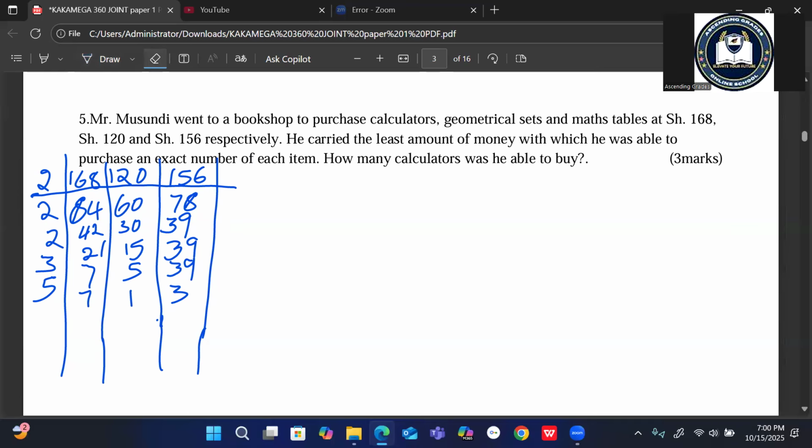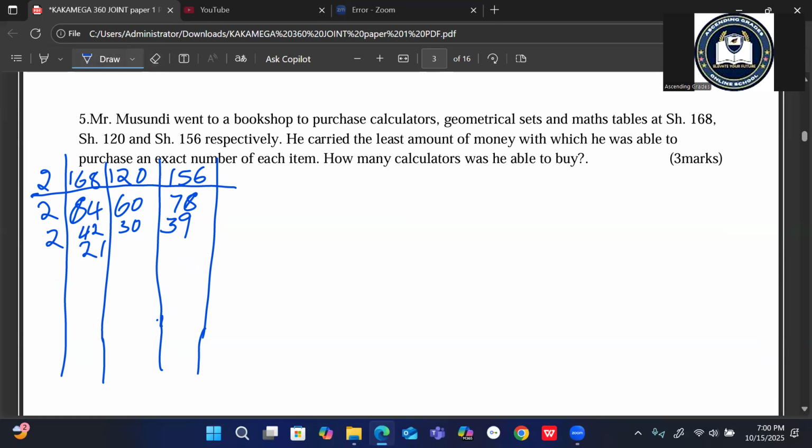Sorry, by 2 it should be 21, 15, 39. Then by 3, we get 7, 5, 13. By 5, we have 7, 1, 13. By 7, we have 1, 1, 13. Then lastly, by 13, we have 1, 1, 1.